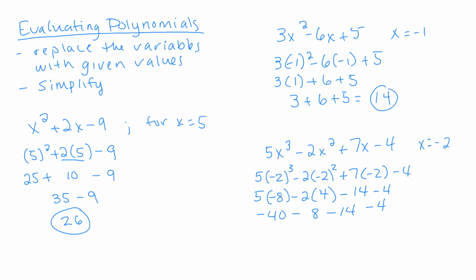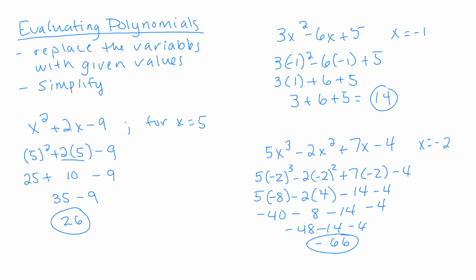Let's see here. We've got -40 minus 8, which is -48. Minus 14 minus 4. Well, -48 minus 14 is going to be what? -62. Minus another 4 is -66. So there you have it.